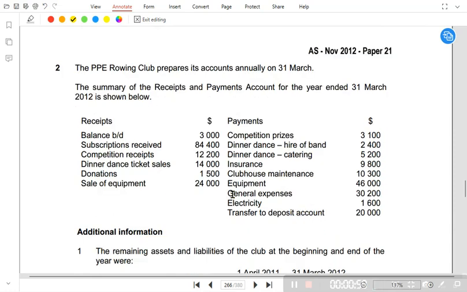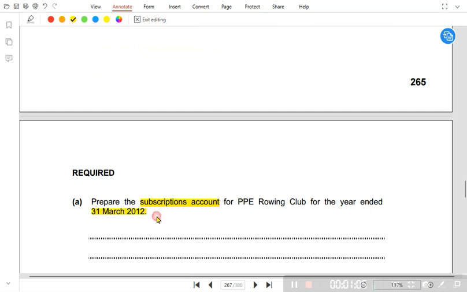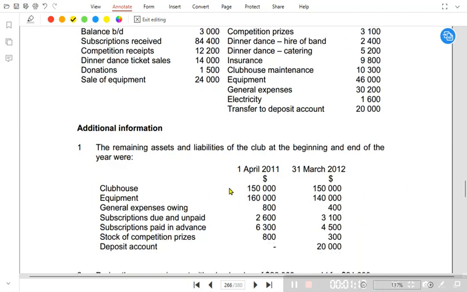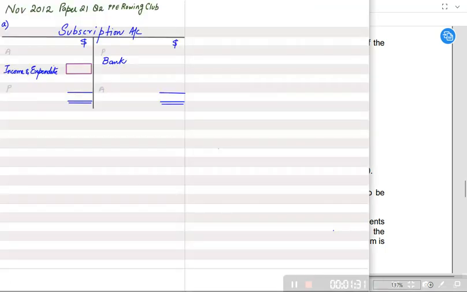Now, let us see, are there any accrued or prepaid subscriptions at the end of the year or start of the year? Now the year is ending on 31st March 2012, then the year must have started after March comes April, 1st April 2011. Now 1st April 2011, beta, is the opening balance. In the opening, we have subscription due and unpaid. Due and unpaid means accrued income, and subscription paid in advance, beta, is a prepaid income, okay? So there are two balance BDs. One is for accrued income and one is for prepaid income. And there must be two balance CDs. There can be two or maybe one.